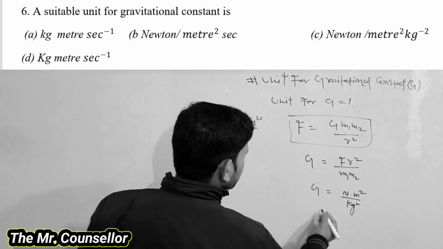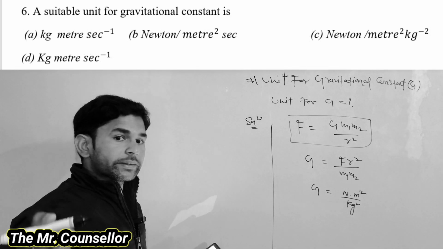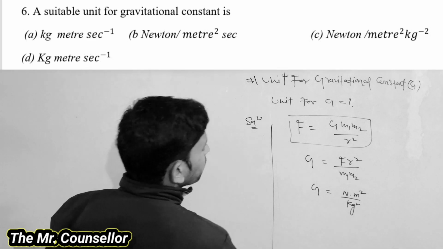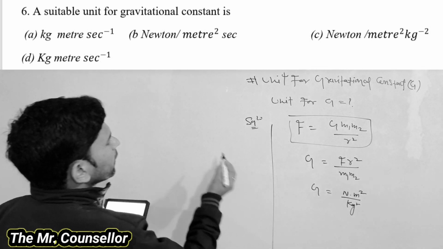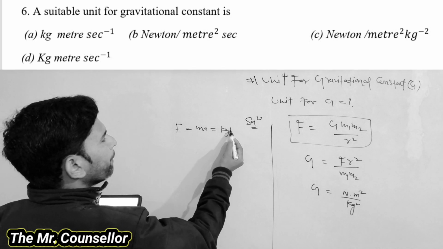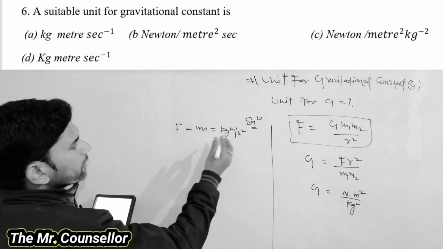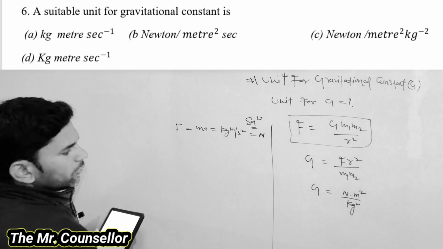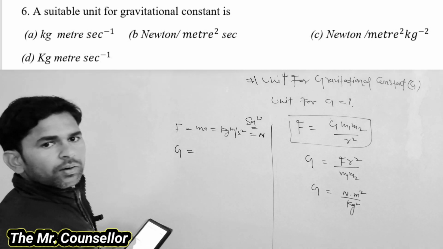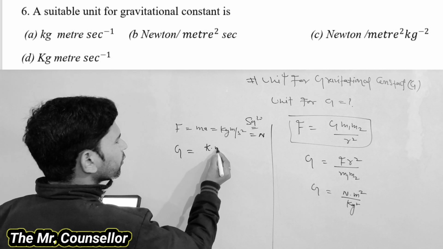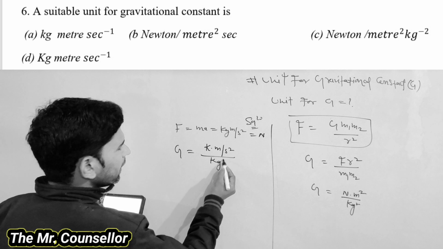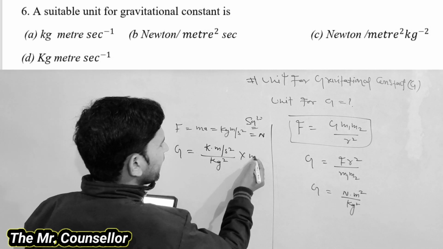Now, to write it in proper form according to the given options, you can write the unit of Newton. The unit of Newton you know very well: F is equal to ma, so mass kg times meter per second square. This is also called Newton. So you can place it here. Finally G is equal to kg into meter upon second square divided by kg square into meter square.